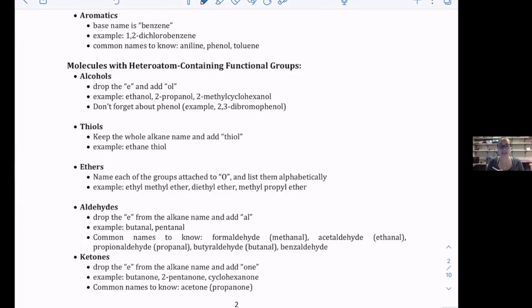And the last one is ketones. So at the end, it's -one at the end instead of the E. And a common name to know is acetone. So remember, with ketones, you definitely have to say where the ketone is on your carbon chain, because by definition, it has to be in the middle somewhere. So make sure you number those.